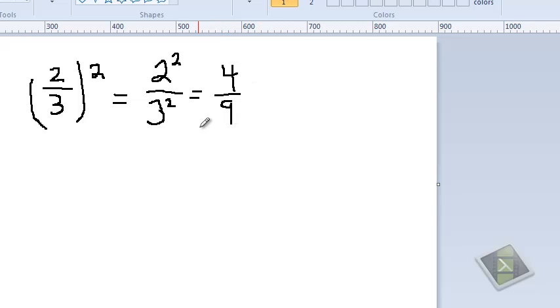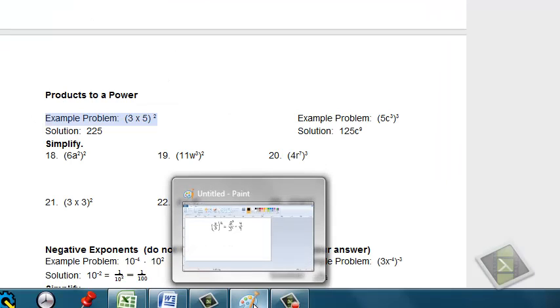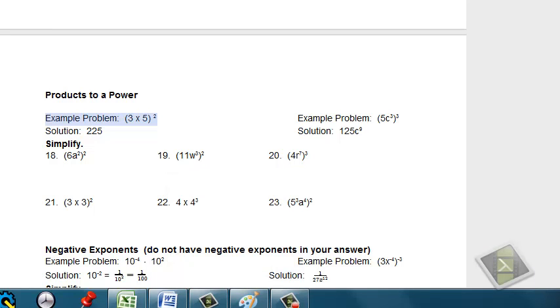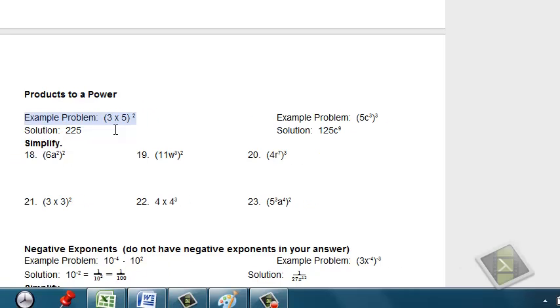If you could have simplified it, you would have, but 4/9 doesn't simplify. Alright, so when you have a fraction, you just take each part, top and bottom, to that power, and simplify. And that's where you get 4/9. Our next problem we have is this, a power of a product. Our first example we're going to look at is 3 times 5 inside the parentheses, squared.